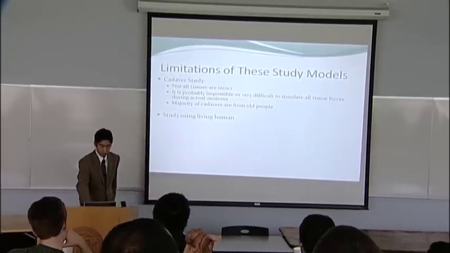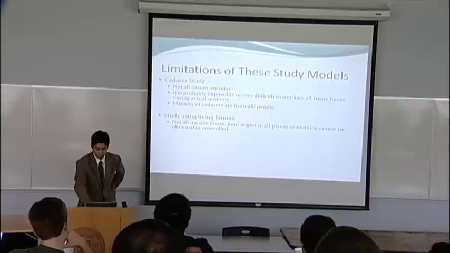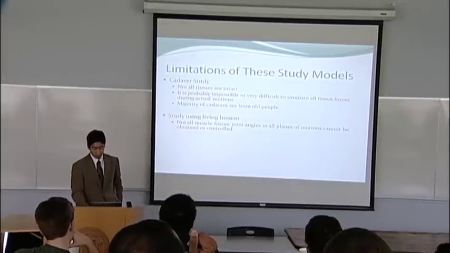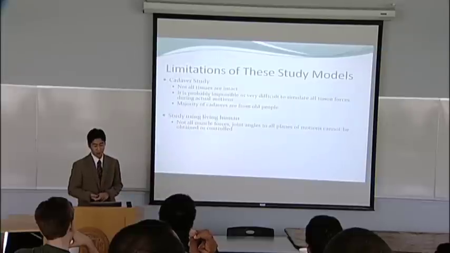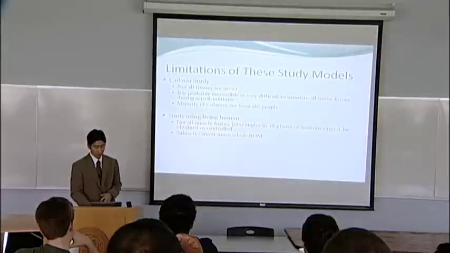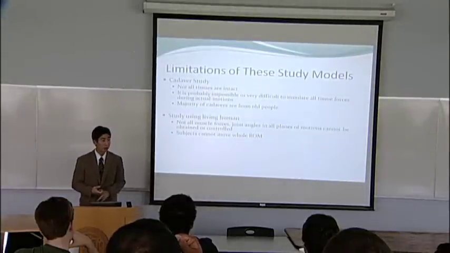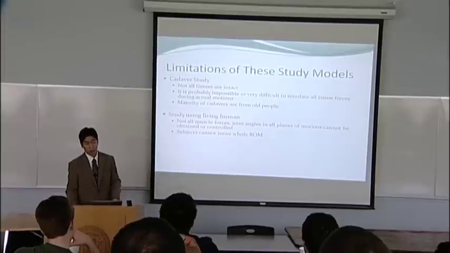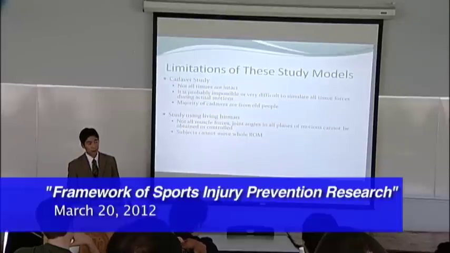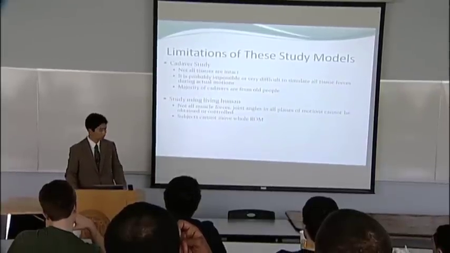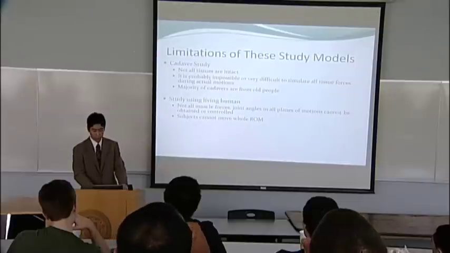And for studies using living humans, it is again really difficult to measure all muscle forces and joint angles in all planes of motion. Also, subjects cannot move through the whole range of motion. For example, if you have a small strain gauge on your ACL and you fully extend your knee like this, you will pinch the strain gauge, so you cannot extend your knees completely.